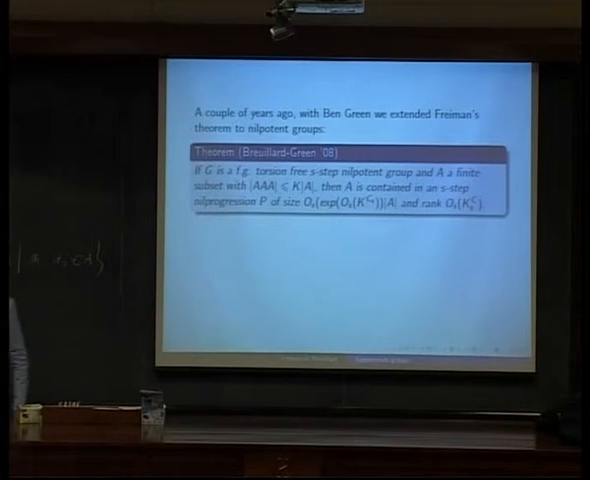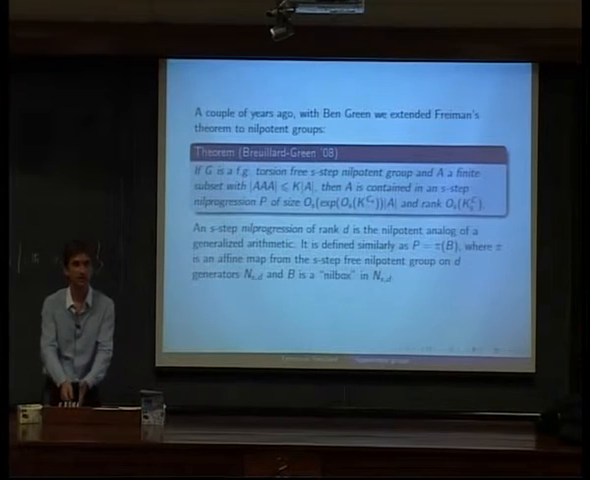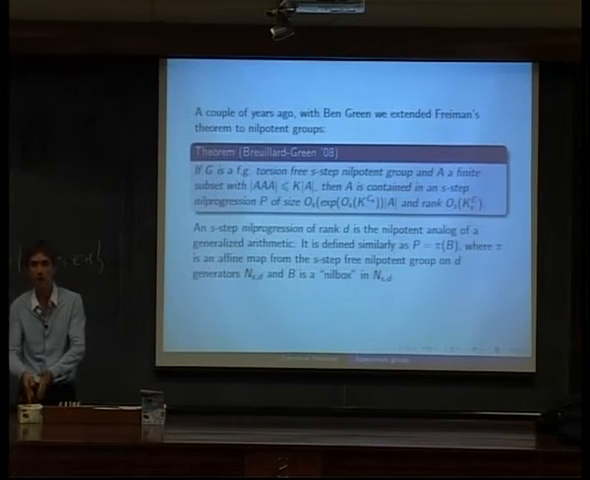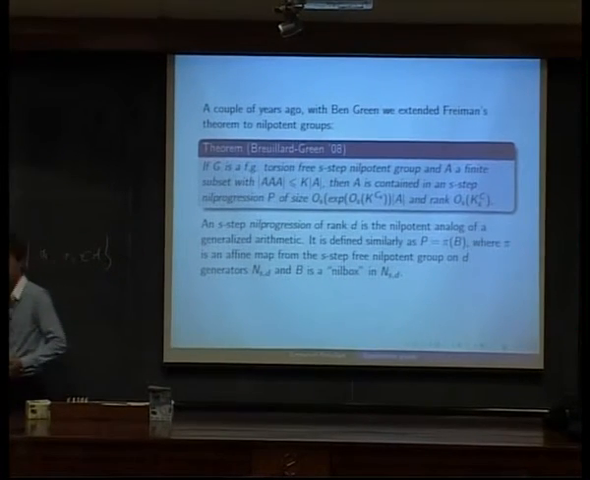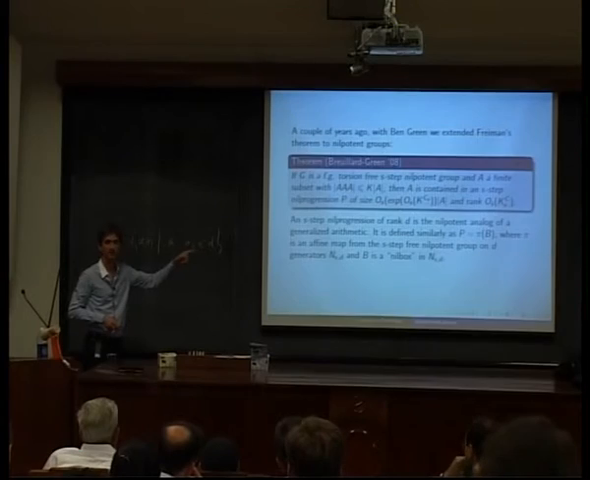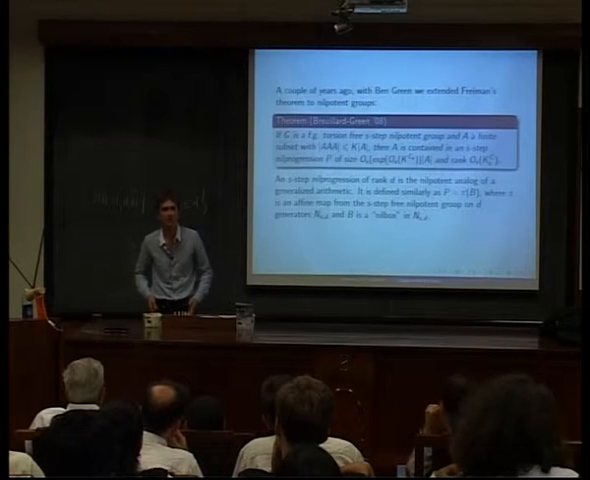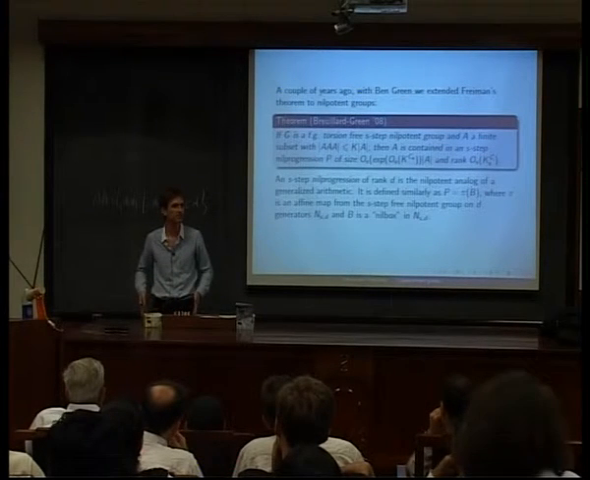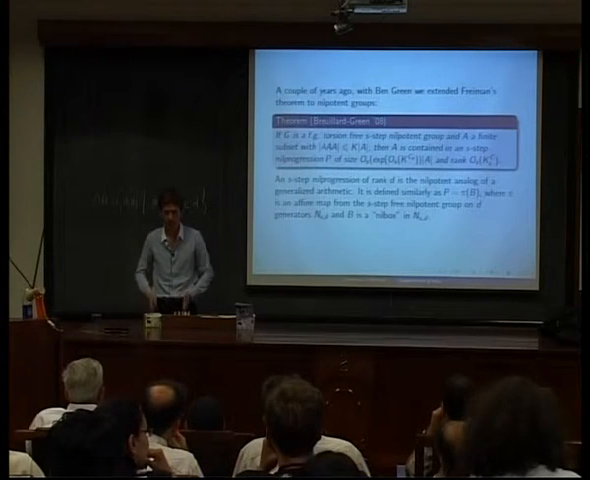So I have to tell you what is a nil progression. I won't define it precisely, but let me just say that it's the natural analog of a generalized arithmetic progression. Instead of taking the image by an affine map of a box in Z^D, you take the free nilpotent group that we heard of in the last talk, the free nilpotent group of rank D, so with D generators, and of nilpotency class s. And inside it, you take a nil box. A nil box is the analog of just a box. It has side lengths, one side length for each generator.